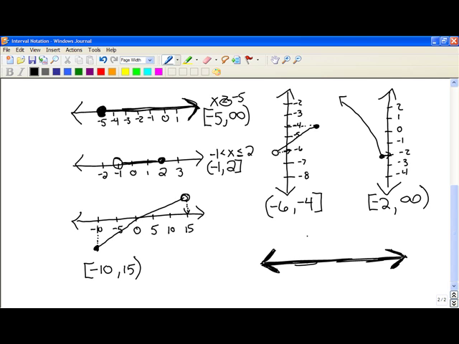Now, if we're going to talk about a graph of all real numbers, you can think about a number line that's totally shaded in. To represent all real numbers in interval notation, the smallest number would be negative infinity. The largest number would be positive infinity. And remember, infinities always get the round parentheses.